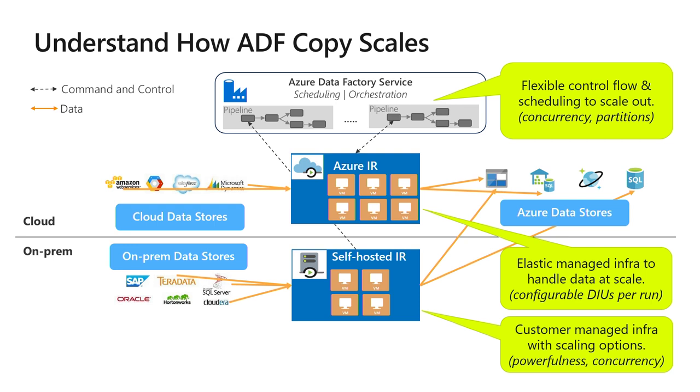Then when it's executed on the IR, you can control for Azure IR how much machine power to use. You can configure the data integration units for the copy runs. While for self-hosted IR, you can control the machine size. You can control the concurrent numbers that are executed in parallel. And also you can scale out to multiple nodes to tackle that.